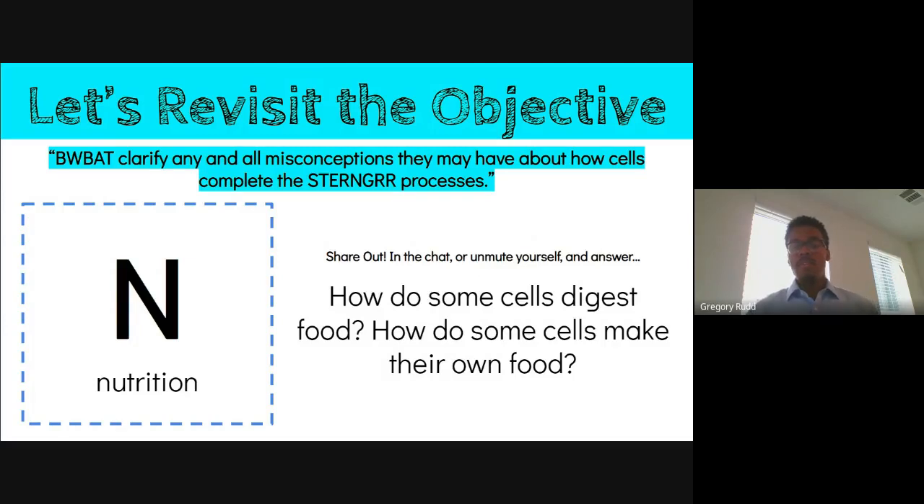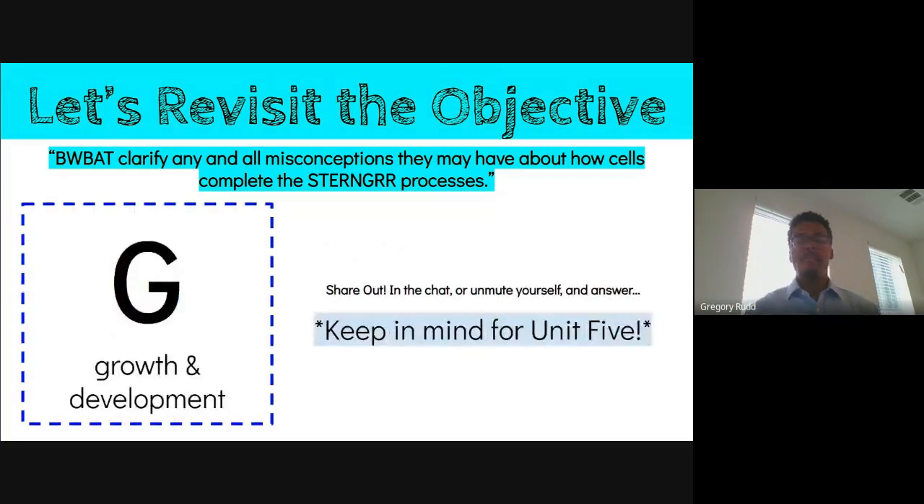Nutrition. So the question would be, how do some cells digest food? How do some cells make their own food? So we know that some cells have a pseudopod that allows them to digest food. We know that some cells also have, we haven't talked about this really, specific enzymes that allow them to break down nutrients. But we also know that plant cells have to make their own food, and they do that with the chloroplast to make glucose.